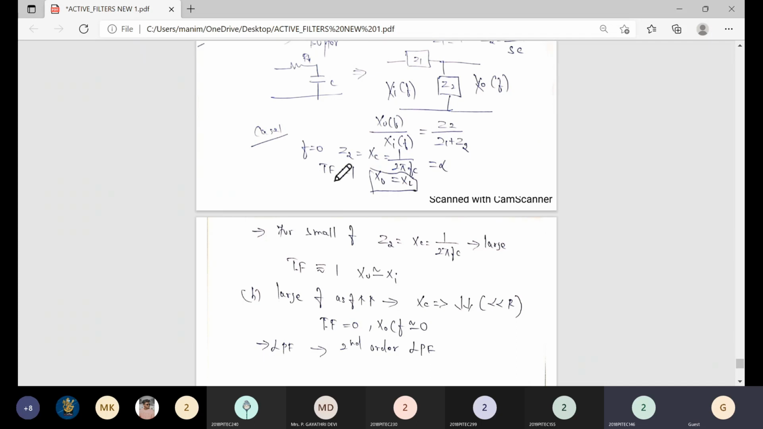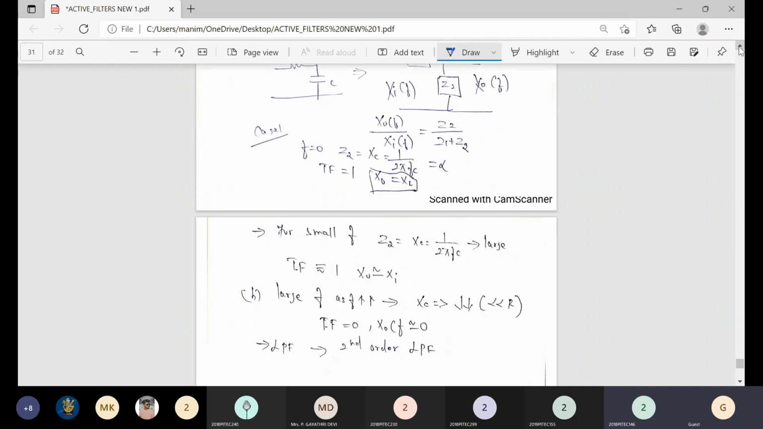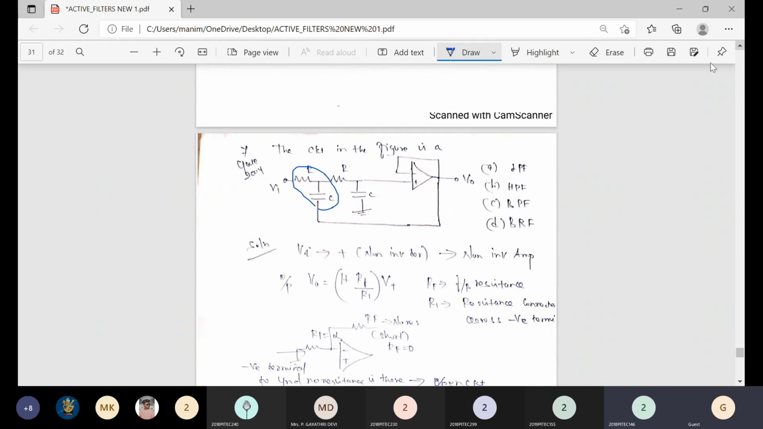So at lower frequency the output follows the input. At DC the output follows the input, and at low frequency also, but at high frequency the output is 0. So the given filter is the low pass filter, and this is the correct option. But it is actually a second order low pass filter, since again we have one more RC.